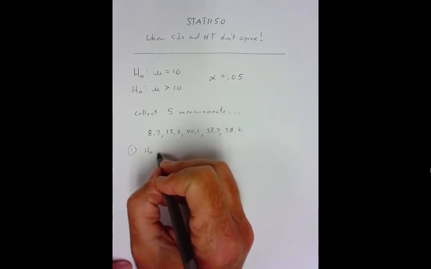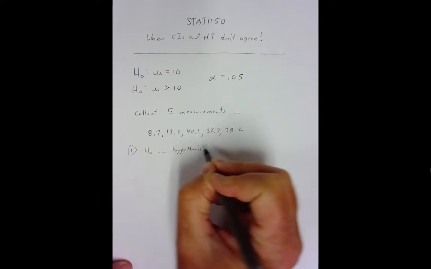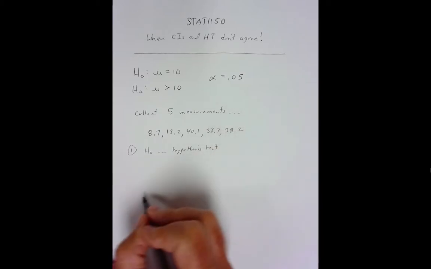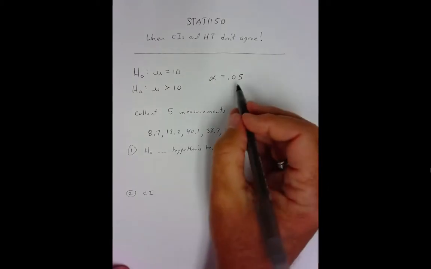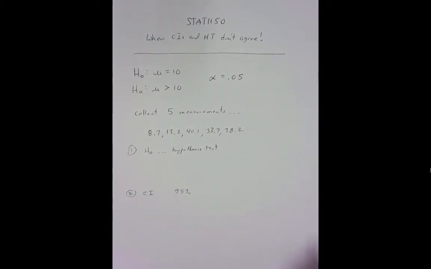So the very first thing I want to do is calculate a test of hypothesis on h sub o. And then I want to do a confidence interval. So 0.05, we're going to do a 95% confidence interval. And let's see what happens with these.